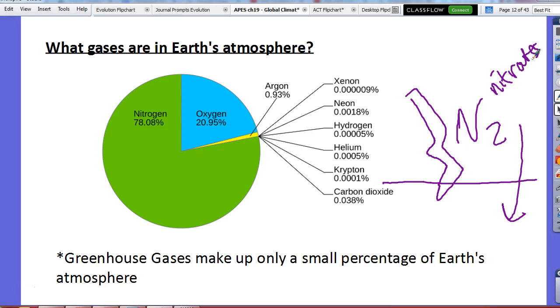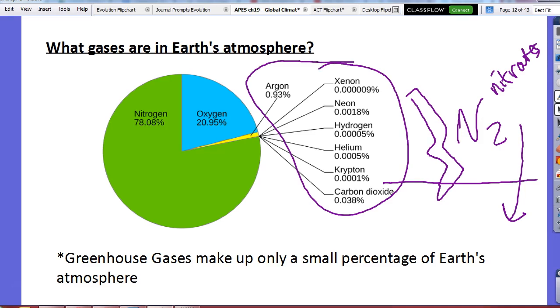Oxygen is 21%. What does that mean? It means all of the rest of these gases make up a tiny, tiny percentage, and that includes greenhouse gases. Are all these greenhouse gases? No, because they didn't put all the greenhouse gases in here because there's such a small percentage. So the big idea here is even though greenhouse gases don't make up a large percentage of our atmosphere, they're having a big impact, okay?